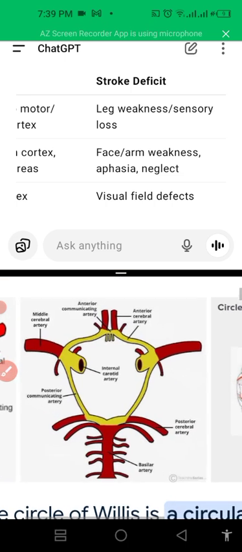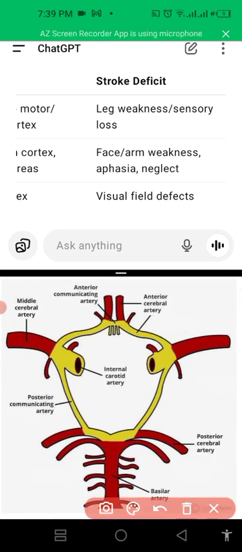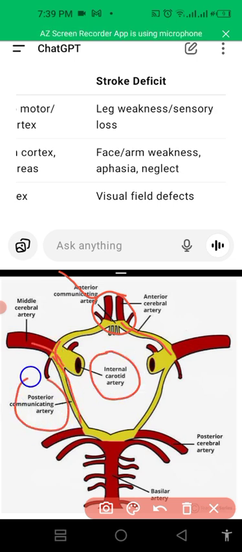Now, as you can see clearly in this picture, the anterior communicating artery communicates to the anterior cerebral arteries, and then the anterior cerebral arteries are joined to the internal carotid artery, and then the middle cerebral arteries, and then the posterior communicating artery, and then the posterior cerebral arteries, and then there are the basilar arteries.